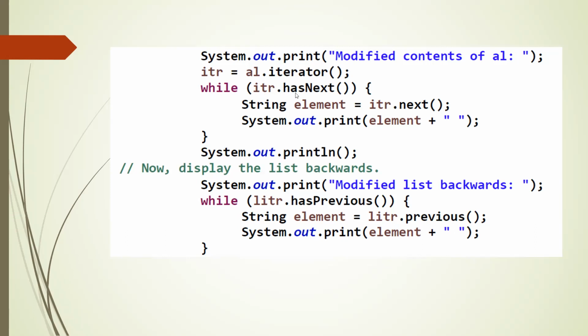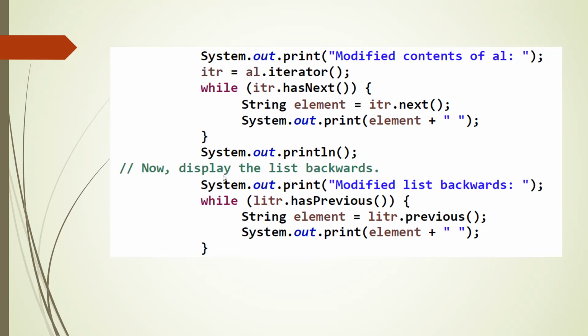Then we use the while loop. itr.hasNext will check whether the first element is present. If it is present, then we have to go to that element and get the element. For that, we give itr.next. It will get the current element pointed to by the cursor, and we assign it to element equal to itr.next. Then we print that element. Now it will print all elements with the plus symbol, because we already added it using the set method.